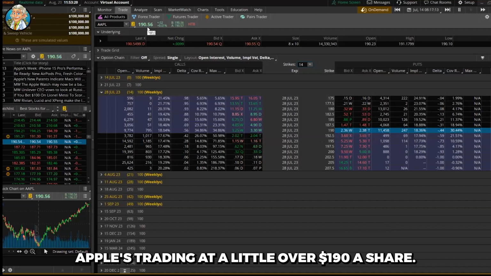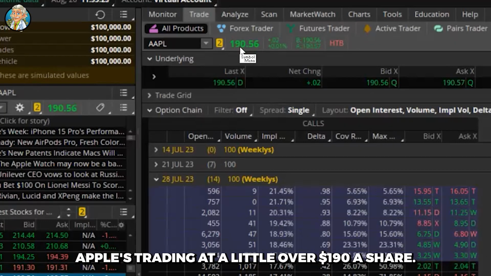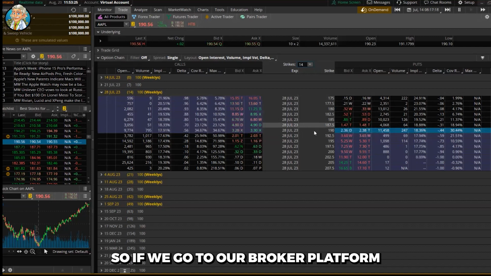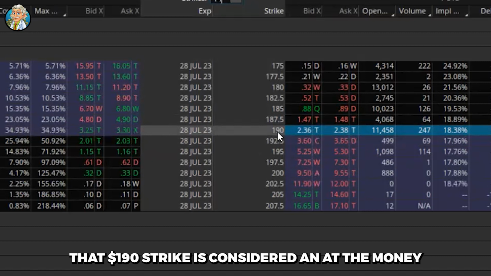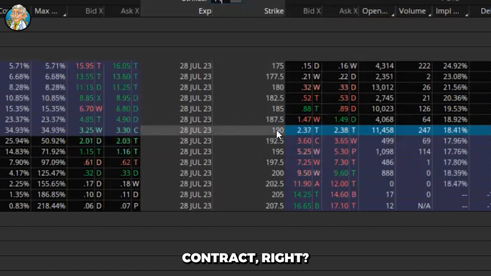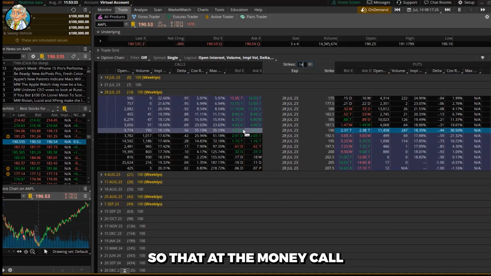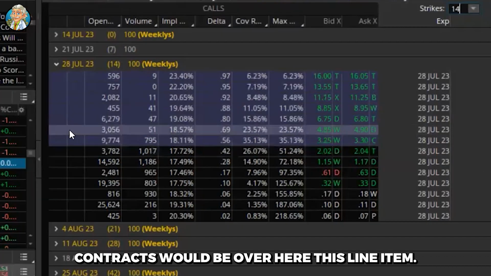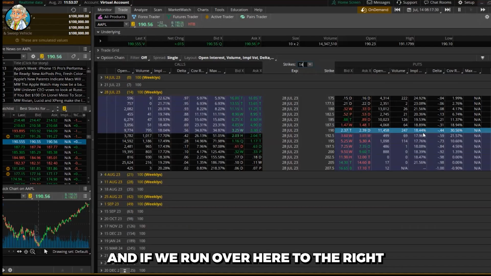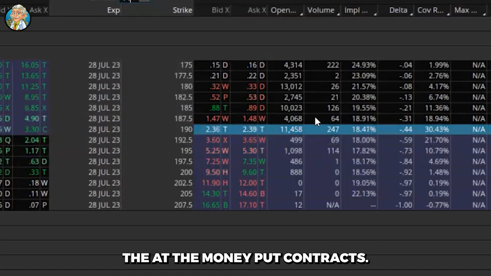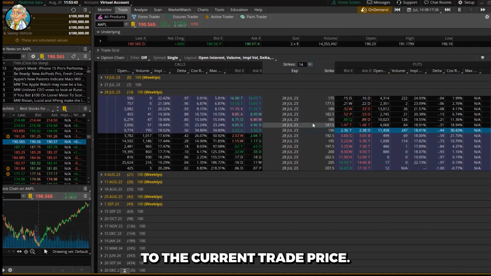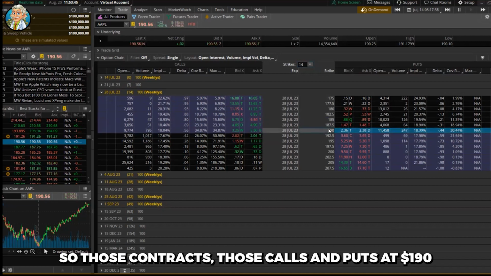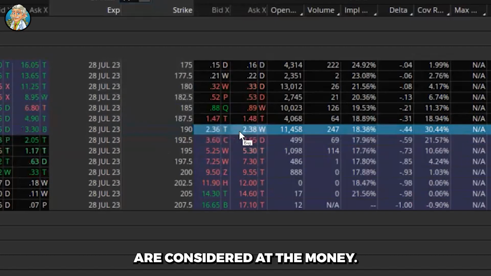Apple's trading at a little over $190 a share. So if we go to our broker platform, that 190 strike is considered an at the money contract. Right? So the at the money call contracts would be over here, this line item. And if we run over here to the right, the at the money put contract. So $190 is as close as possible to the current trade price. So those contracts, those calls and puts at 190 are considered at the money.